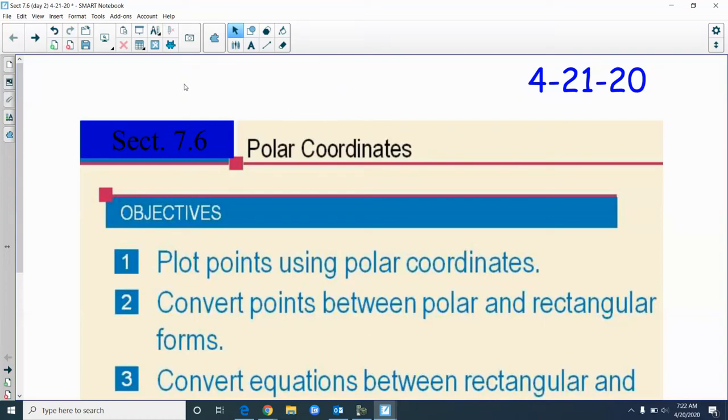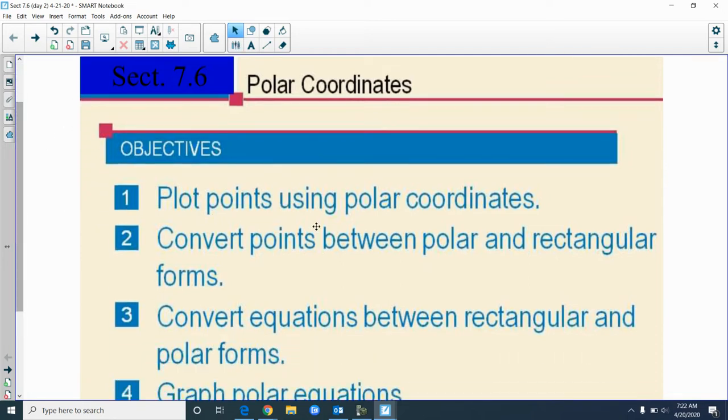How's everybody doing today? We're going to finish up section 7.6, the polar coordinates. The guided notes are just the same ones from yesterday. We're just going to finish those. A couple problems on the back of the guided notes.